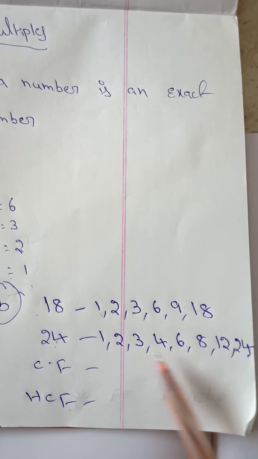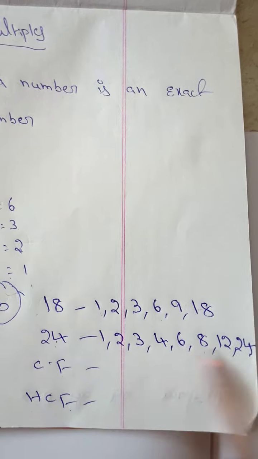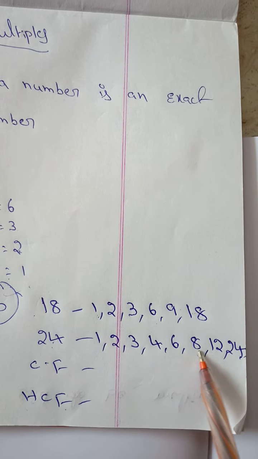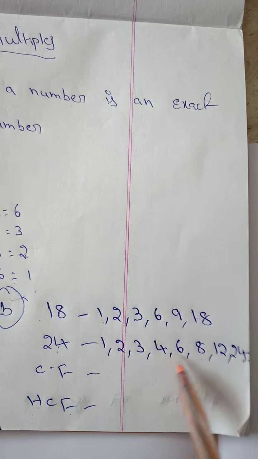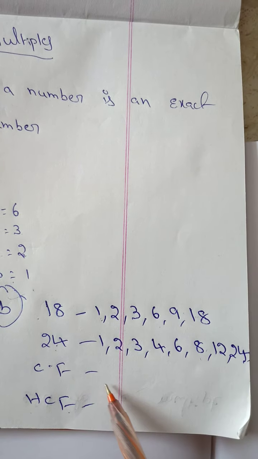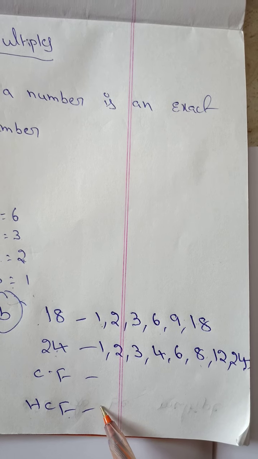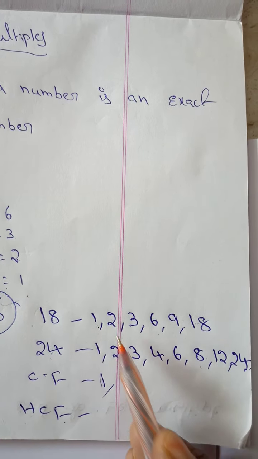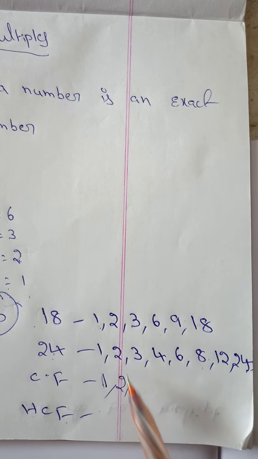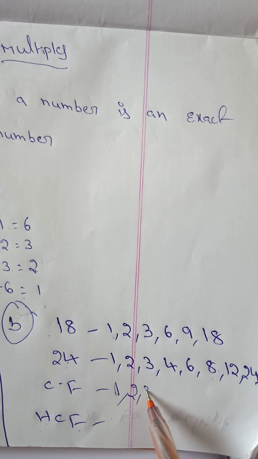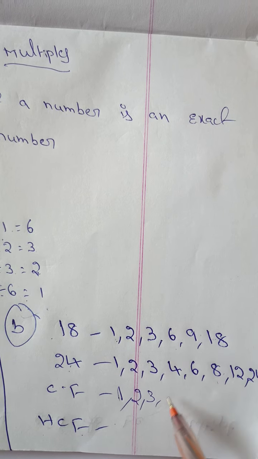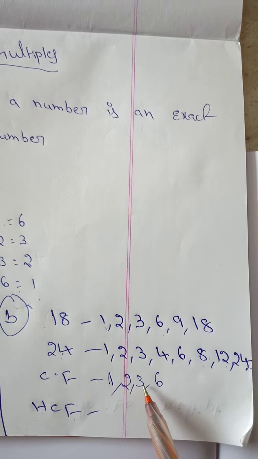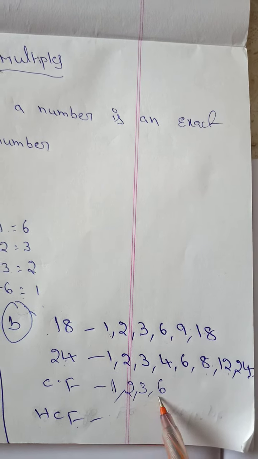So then next one is 24. Yes, so 1 twenty-fours, then 2 twelves, 3 eights, 4 sixes. So these all are the factors of 24. So what is the next step? Common factors. So what are the common factors here? 1. Yes, then after 2, then 3, then 6. Any common factor is there? No. So 1, 2, 3, 6. So these all are the common factors.